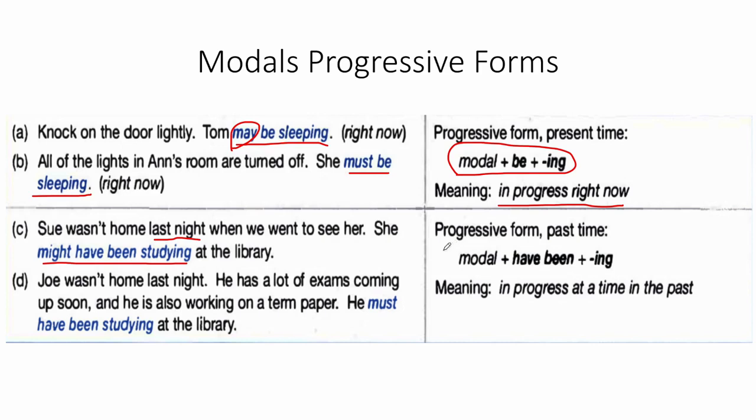So what is the rule? This is the rule for expressing progressive forms in the past. We have the modal, followed by have been, followed by the ing form of the verb. She might have been studying at the library. Joe wasn't home last night. He has a lot of exams coming up soon, and he is also working on a term paper. He must have been studying at the library. So this is the progressive forms of modals, in the present and in the past.